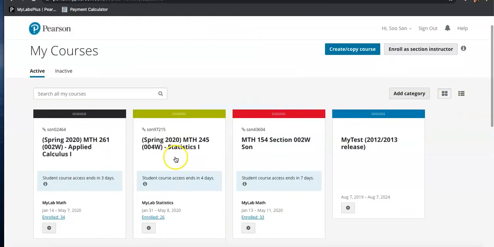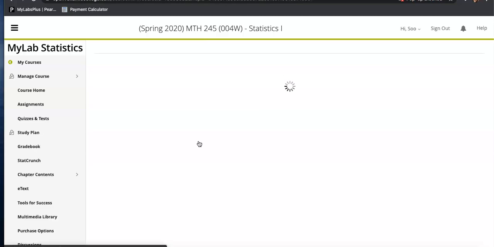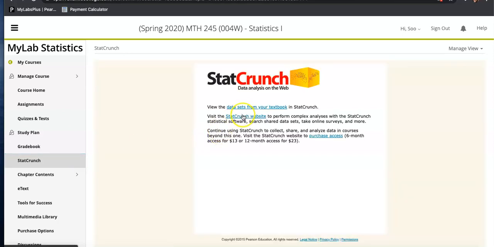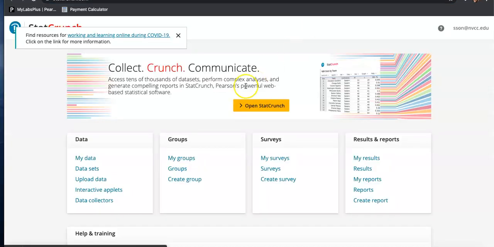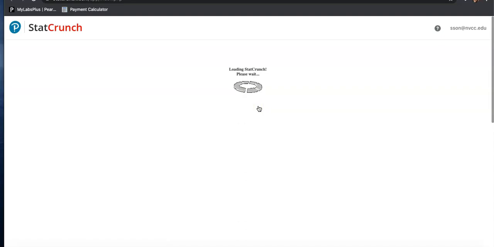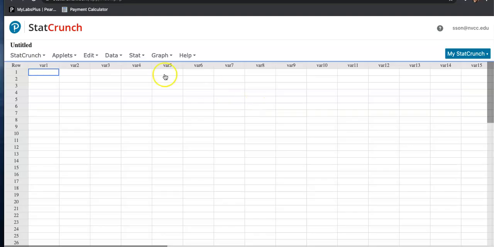Now, Min emailed me that the student course access ends in 4 days, and we don't want that because I want you to be able to use StatCrunch on your final exam. So I'm going to take a look at the settings to make sure that you guys have access to StatCrunch until the final exam day. But that was a very, very good point because I don't want you to be taking this final exam without StatCrunch.